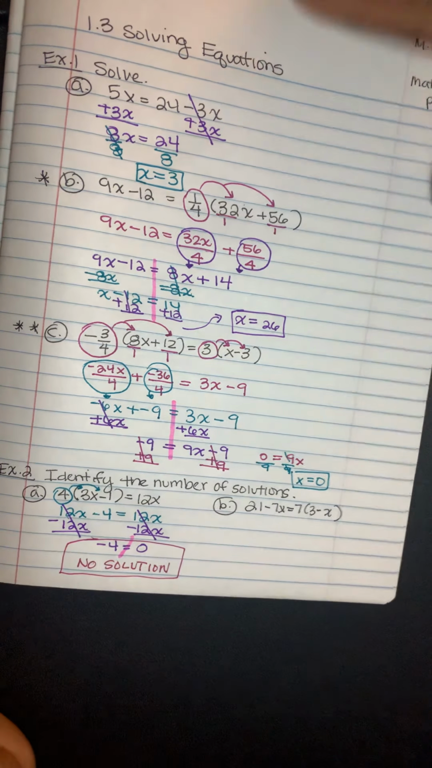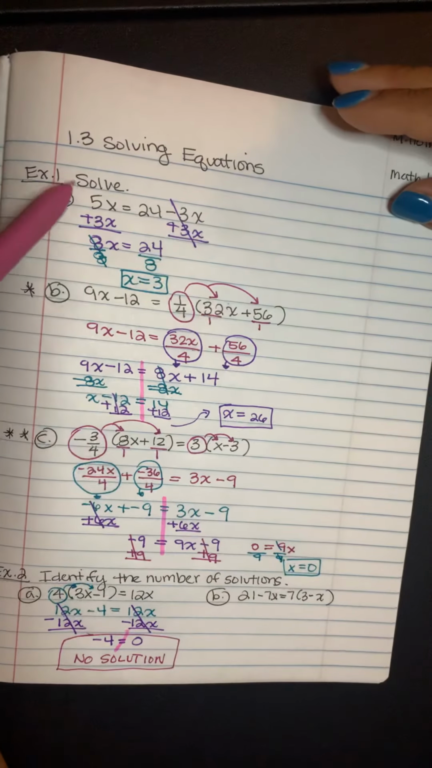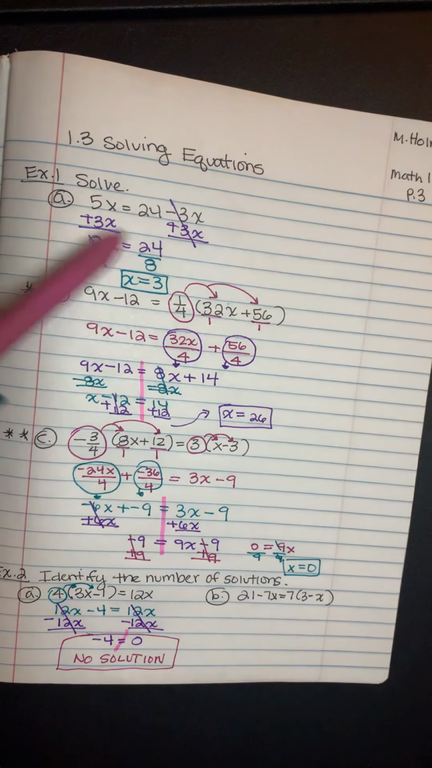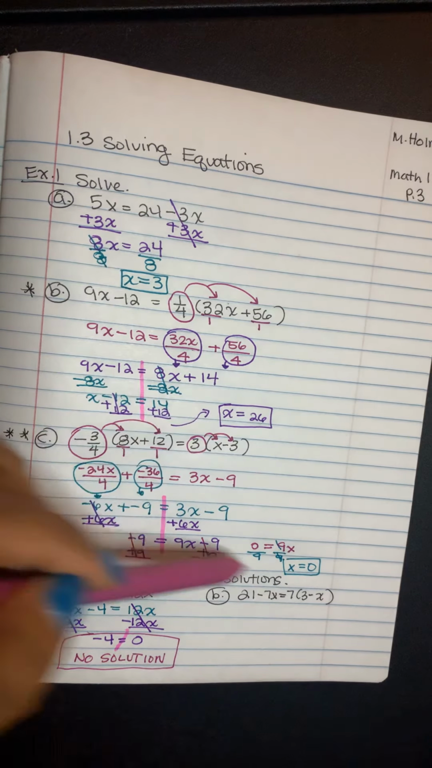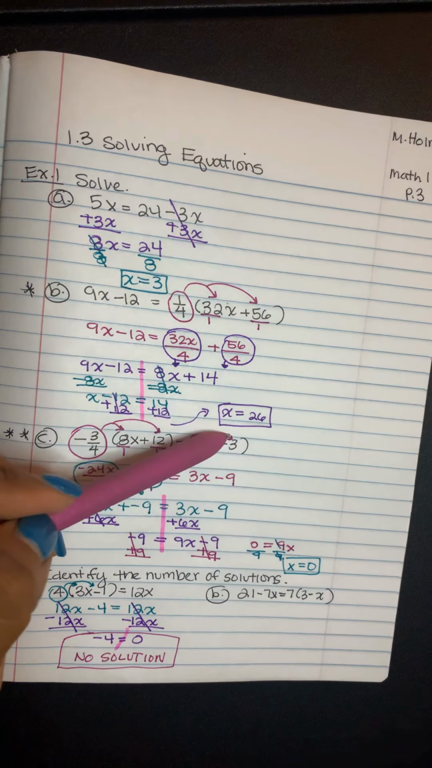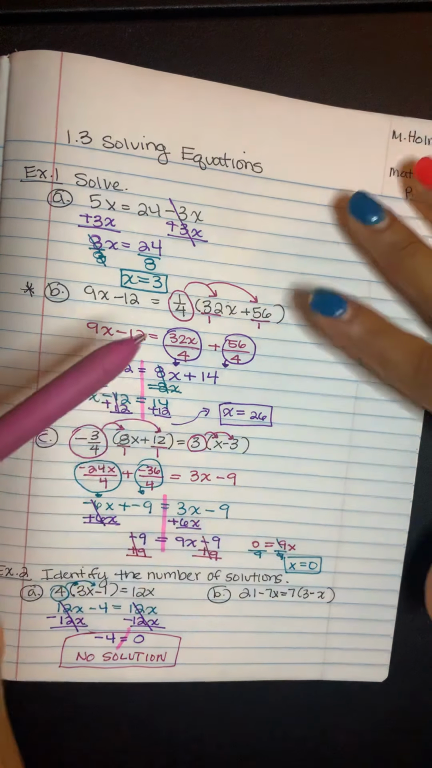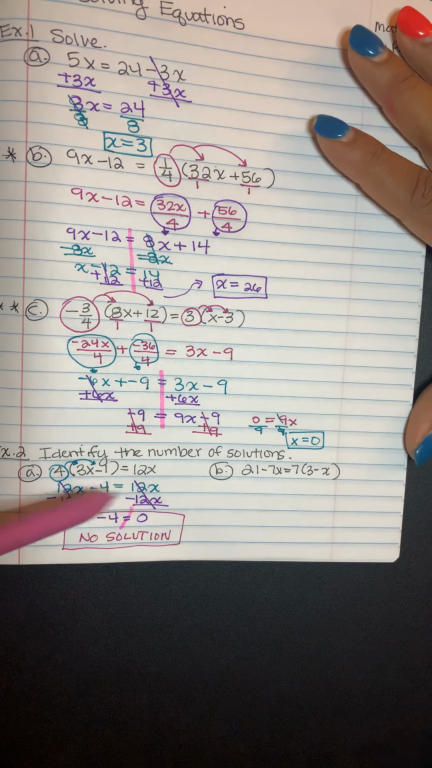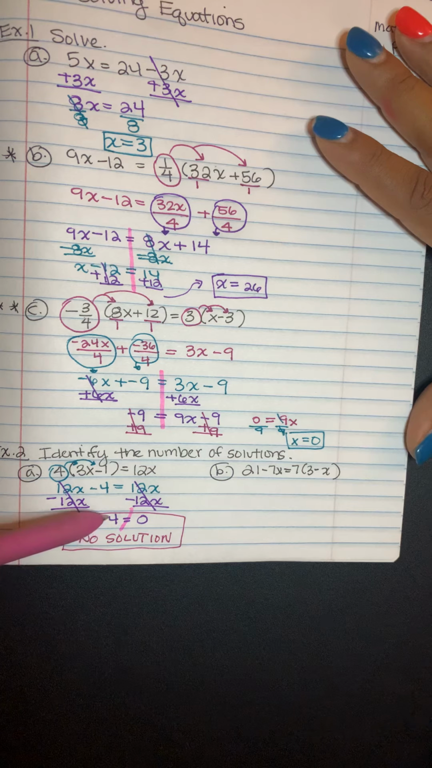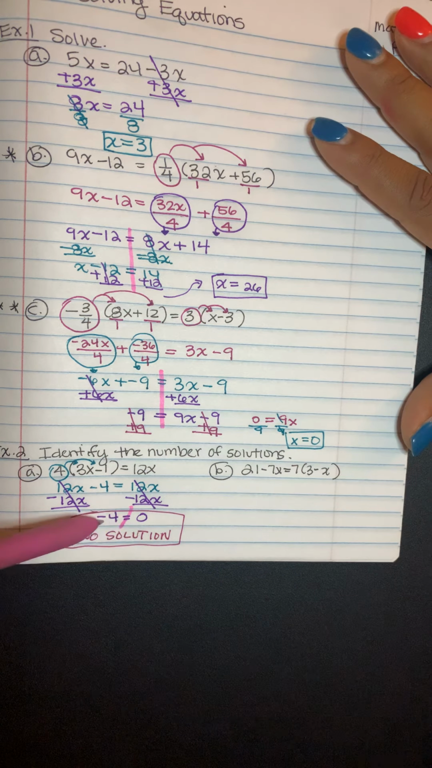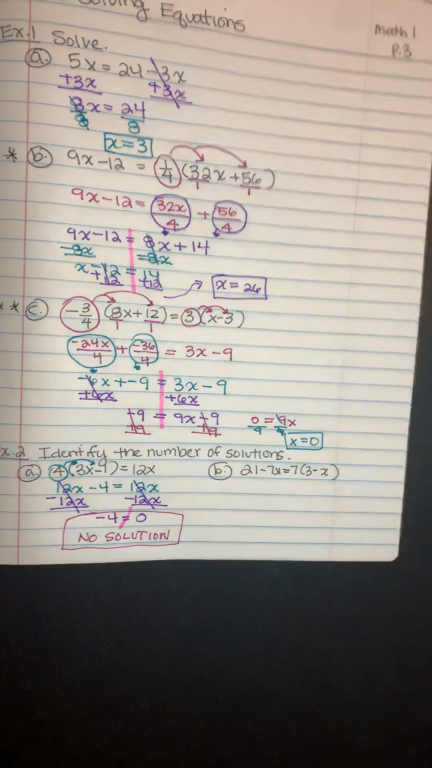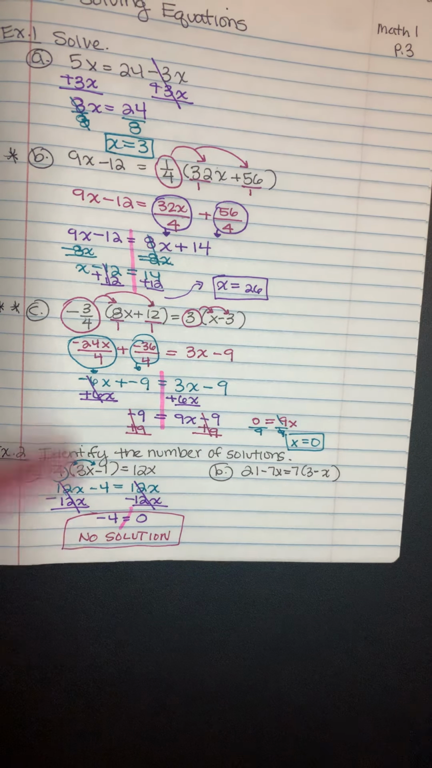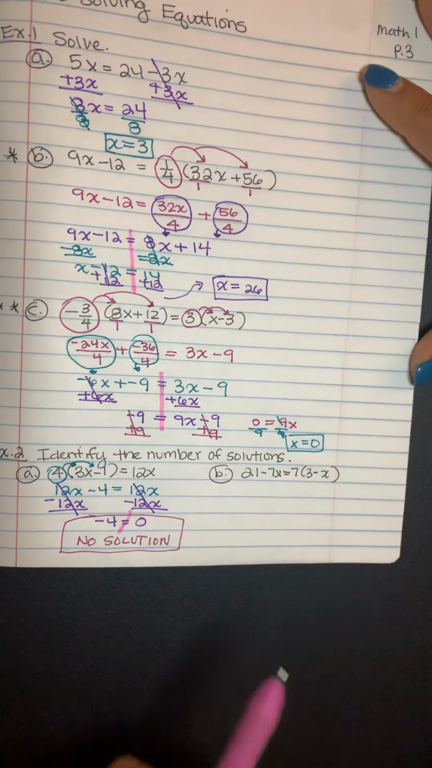And that's your answer. Students, if you take a look at these problems, these all have one solution. X equals a number. Not multiple numbers, a number. Okay? 3, 26, 0. 0 is a number. But when your variable, when your letter disappears, and it's not a true statement, if you don't have a true statement, we call that no solution. It's not true.